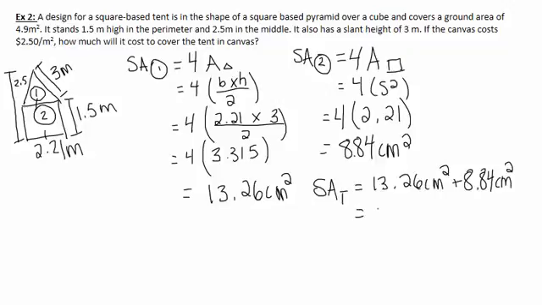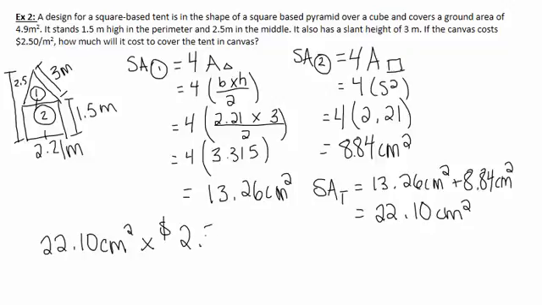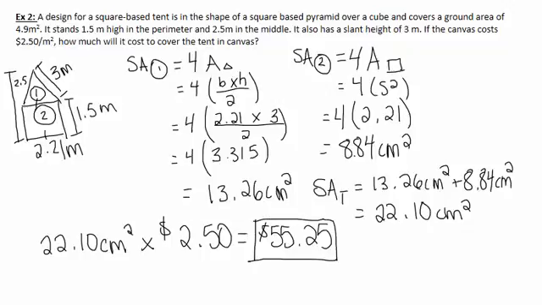And we get a total surface area of 22.1 meters squared. Now the question is asking, if the canvas costs $2.50 a meter squared, how much will it cost to cover the tent? All we need to do is multiply 22.1 meters squared times $2.50, and we end up getting $55.25 as our grand total and the cost that it will take to cover the tent in canvas.